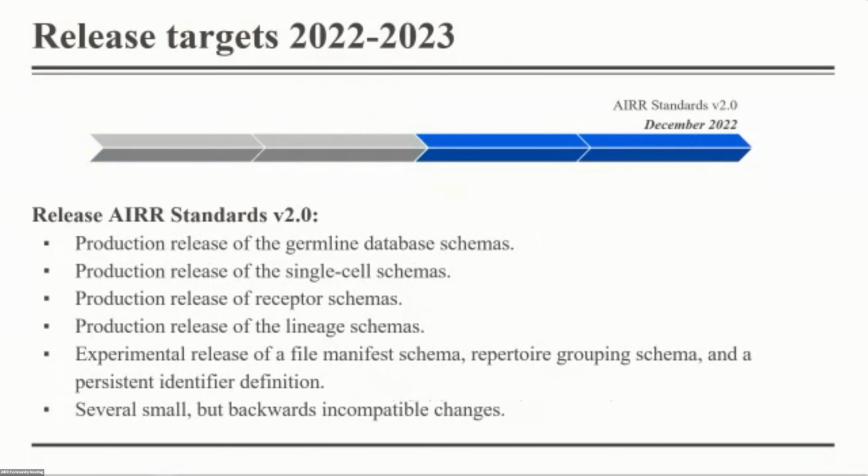All right, so later in the year, we're targeting version 2.0. And the major thing about version 2.0 is this will hopefully be where we've taken all of those things, we've refined them, we've put them into production quality, including some experimental release of the manifest, repertoire grouping, and some issues related to persistent identifiers that we're hoping to clarify. There will also be some minor backwards incompatible breaks, which is why it has to be version 2.